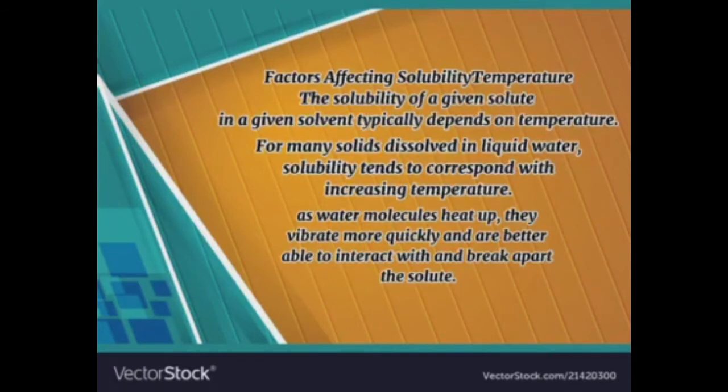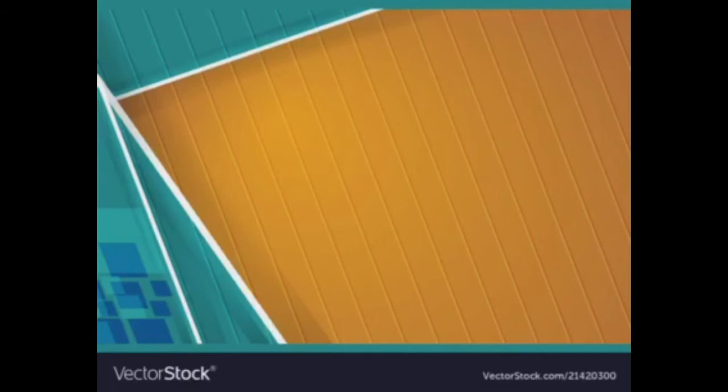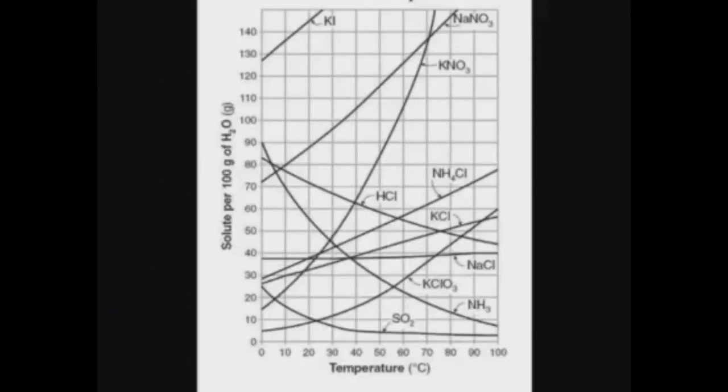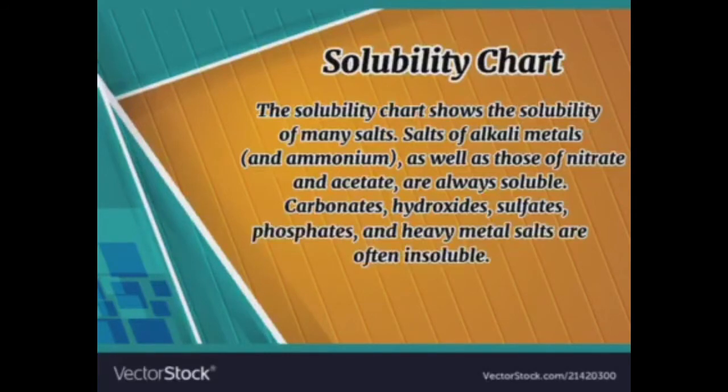Factors affecting solubility: temperature. The solubility of a given solute in a given solvent typically depends on temperature. For many solids dissolved in liquid water, solubility tends to increase with increasing temperature. As the water molecules heat up, they move more quickly and are better able to interact with and break apart the solute. And this is the example. And this is the chart.